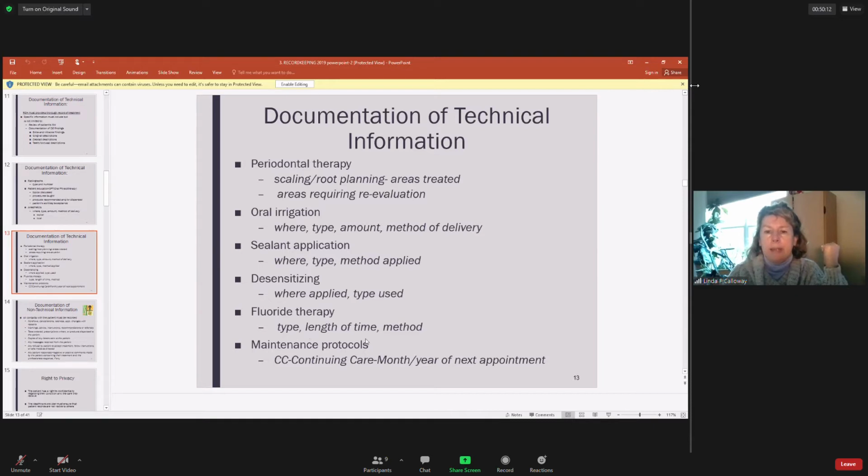So fluoride therapy: type, length of time, method, and maintenance protocols. We call it continuing care because you see patients multiple times for a prophy. Remember, when I go to the dentist, my appointment takes maybe 45 to 55 minutes, according to what office I'm at, and I'm done. I'll go to the front and they'll say, okay, your recall appointment is 6 months from now. But we use it to mean the next visit. We'll say next visit: scale right side, reevaluate previous treatment, scale left side, and maybe polish at that point. And then we'll say continuing care, and that's used instead of the word recall. And you write the month and the year.